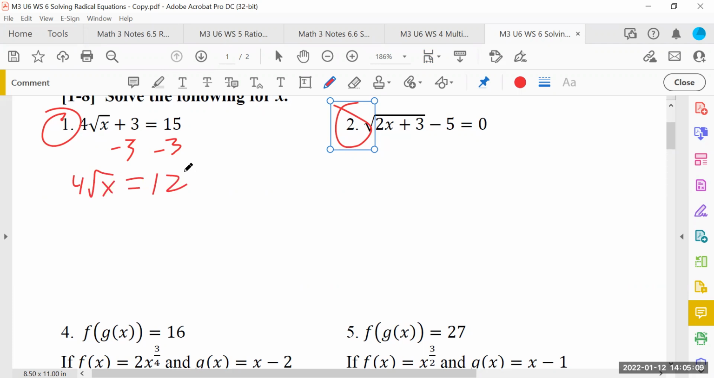And then, oh, he's not here right now. Jack, what would you do next on that one? Number 1. Divide by 4. And what does that give us? Square root of x. There you go. And we're almost done. Yasmin, how would we finish this one?